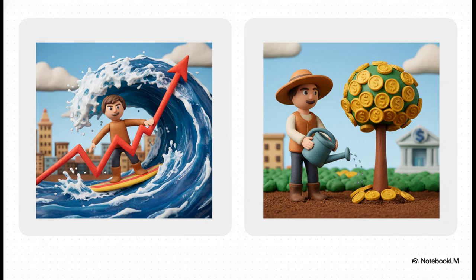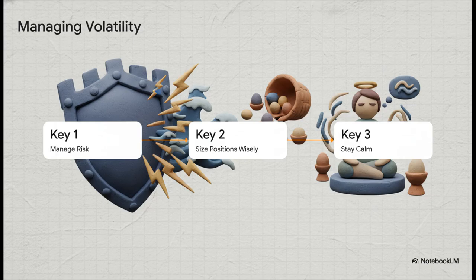But then you have long-term investors. They're more like gardeners, right? They're trying to patiently grow their wealth over many years, so they tend to prefer the calm, predictable seas of low volatility. But you know what? No matter what your style is, here are three essential keys to handling those market storms when they arrive. First, you have to manage your risk. Know your limits. Second, be smart about your position sizing. It's the old saying, don't put all your eggs in one very shaky basket. And third, and this one might be the toughest but most important, stay calm. Making emotional decisions in the middle of a panic is almost never a good idea.